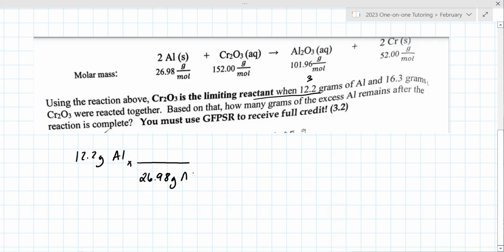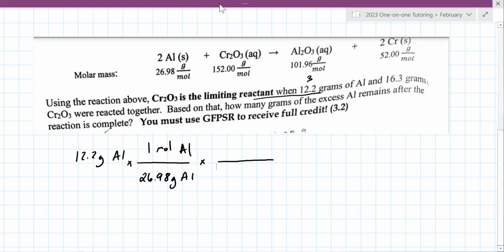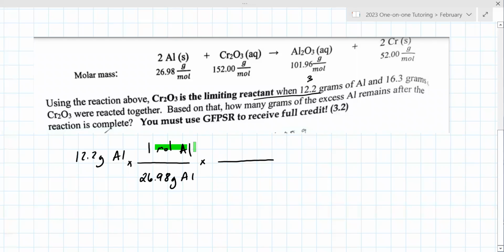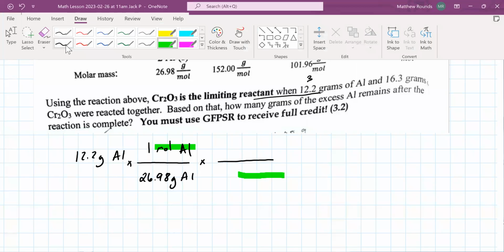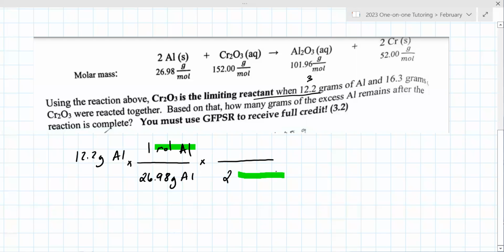26.98 grams aluminum, 1 mole aluminum, times. Now this is where you do your mole conversion. Do I put Al on the top and Cr2O3 on the bottom? No. This is key: the thing that's on the top is going to go down to the bottom. So Al is going to go there. Is it going to be the Cr2O3 on the top? No.